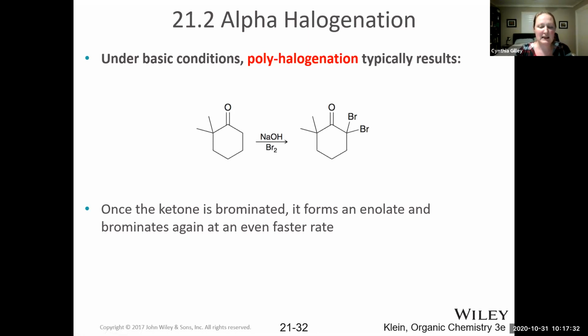The reason why polyhalogenation occurs is because once one bromine is added, there's still an acidic alpha hydrogen, and the deprotonation of that hydrogen is even faster than the deprotonation of the substrate, because that new enolate, where one bromine is already present, is even more stable due to the electron withdrawing nature of the bromine, helping to stabilize the enolate.